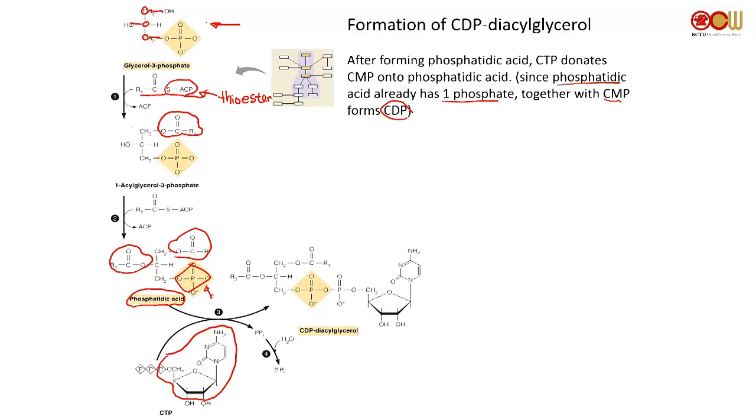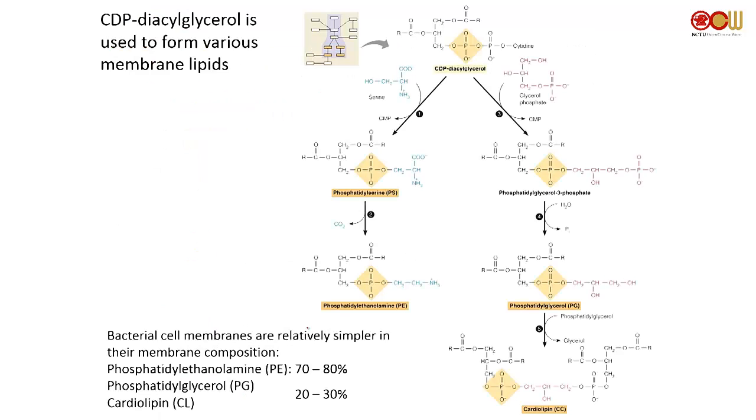And the way it works is actually very simple. You have electrons on the oxygen, it's going to attack the phosphorus in the center, okay, and then pyrophosphate leaves, okay. Now, once you get the CDP glycerol, now it's even more activated molecule, and now we can do a little more stuff to it, okay. So CDP diacylglycerol is then used to form various membrane lipids, okay.